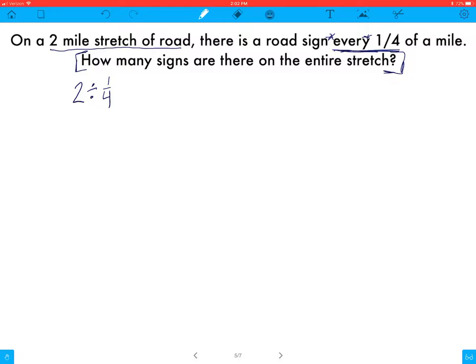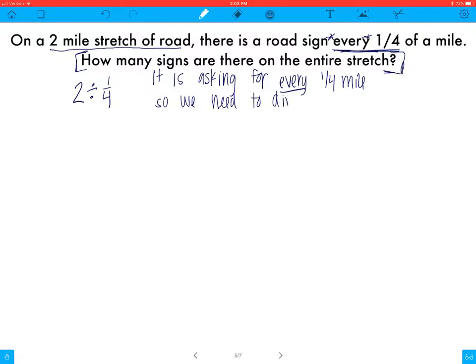Now, if I multiplied, I would end up getting an answer of 2/1 multiplied by 1/4, which is 2/4, so half. That just doesn't make any sense. And when I divide, you'll notice the complete difference between a quotient from a division and the product from a multiplication question, especially with fractions. So it is asking for every 4th mile. So we're going to have to divide.